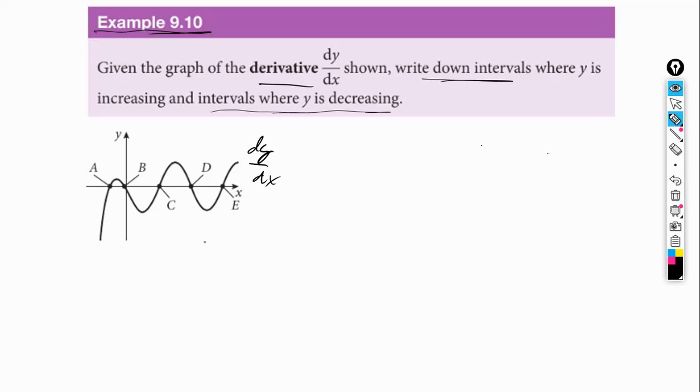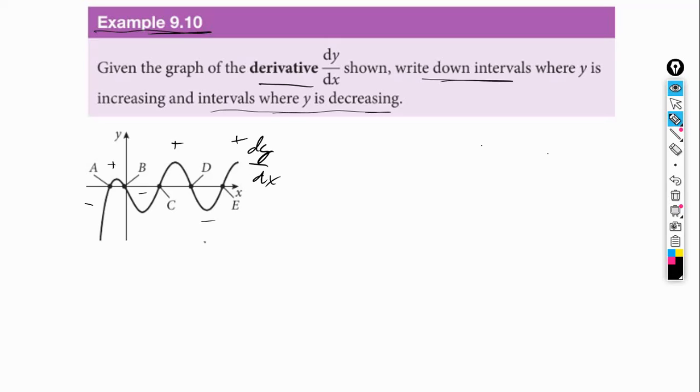So here we have a negative graph. Here we have a positive graph. Here we have a negative graph. Here we have a positive graph. Let's see where else. We have a negative graph here and a positive graph there. So that will tell us the intervals, right? So let's just put them in order.